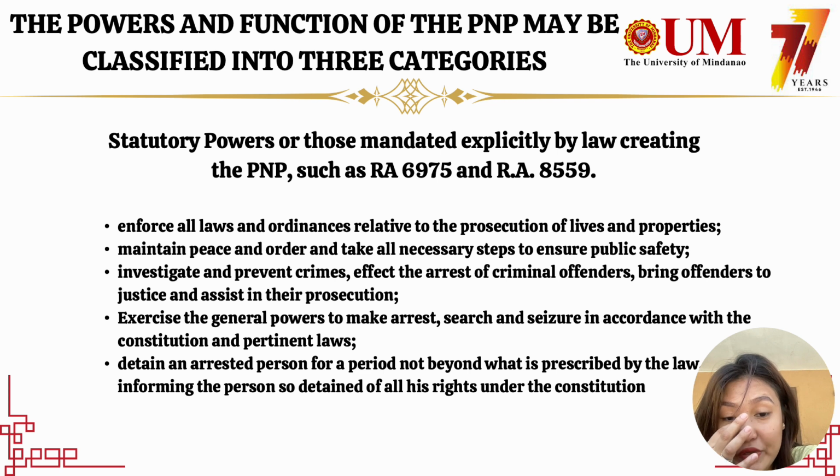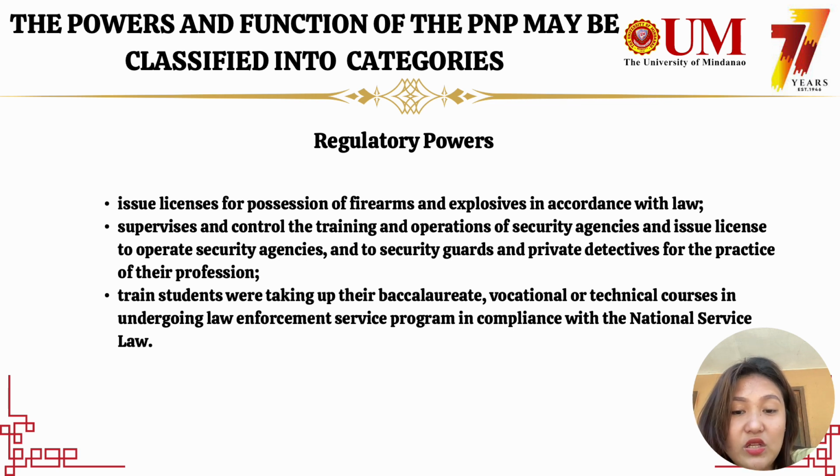And we have right here the powers and functions of the PNP. They can be classified into 3. The first one is statutory powers. These are powers that are mandated by law. The first one is to enforce all laws and ordinances relative to the protection of lives and property, maintenance of peace and order, investigate and prevent crimes, exercise general powers to make arrest, and detain an arrested person. Those are statutory powers of being a police officer. And the second power of the PNP is regulatory powers. The regulatory powers are to issue licenses for possession of firearms and explosives, supervise and control the training and operations of security agencies, and train students who are taking up their baccalaureate, vocational, or technical courses. So those are some of the regulatory powers of the PNP.